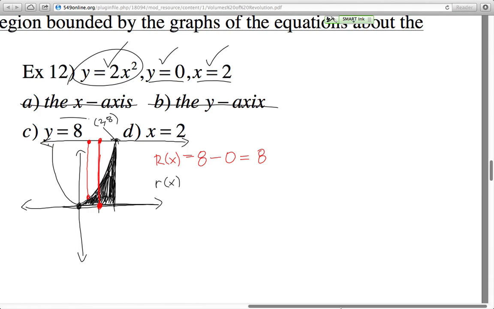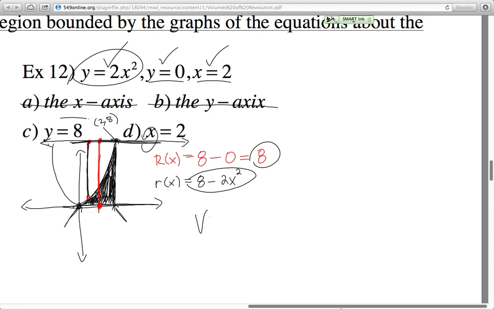What's this one, guys? That one's gonna be 8 minus 2x squared. So our outer radius is 8, and our inner radius is this one. Now, it's going to be bounded from here to here. So it's from this value to this value that we're doing the volume, and we're rotating it around the line y equals 8. That's what I think some of you got.